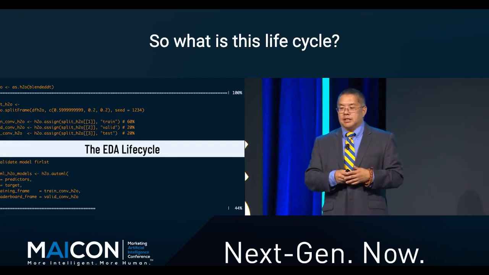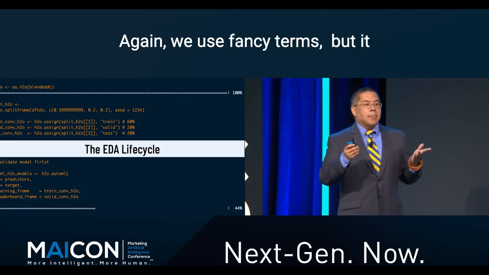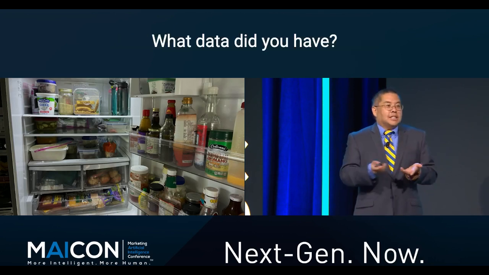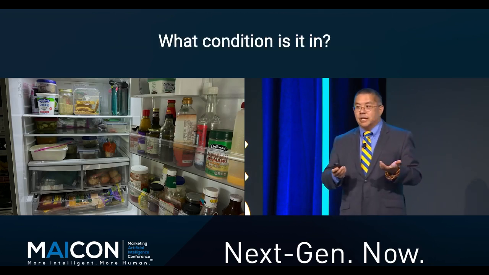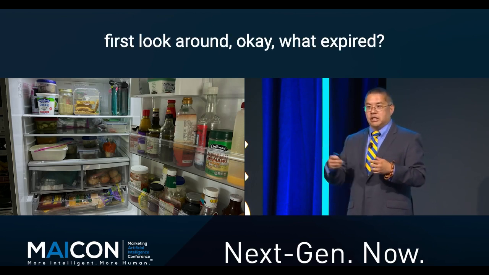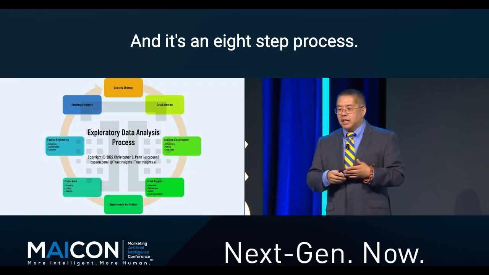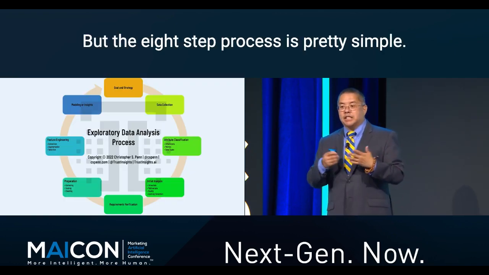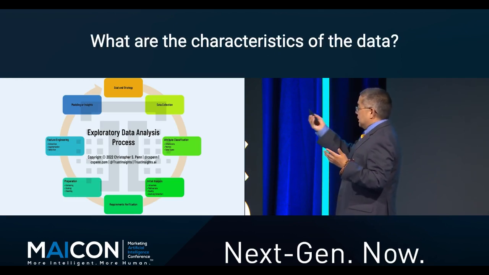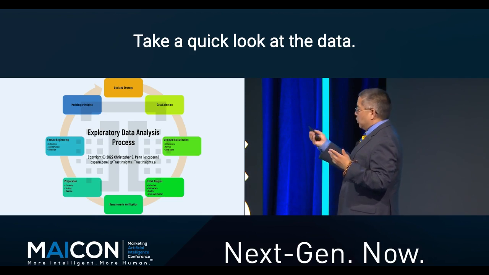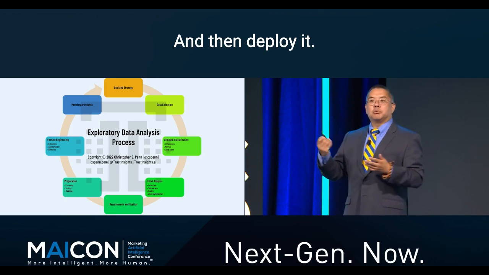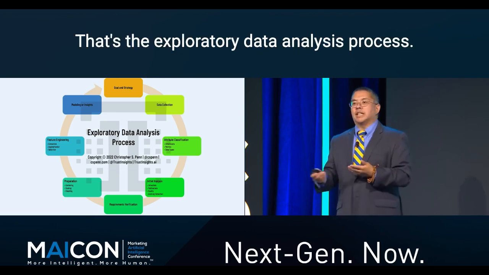So what is this life cycle? What is this process? Again, we use fancy terms, but it really is just looking in your fridge. What data do you have? What condition is it in? You open up your fridge and something smells really bad. You first need to look around, okay, what expired? And there's an 8-step process, and we're going to go through each of these 8 steps, but the 8-step process is pretty simple. What are you trying to do? How do you get the data? What are the characteristics of the data? Take a quick look at the data, make sure it fits our problem, prepare it, engineer it, and then deploy it. That's the exploratory data analysis process.